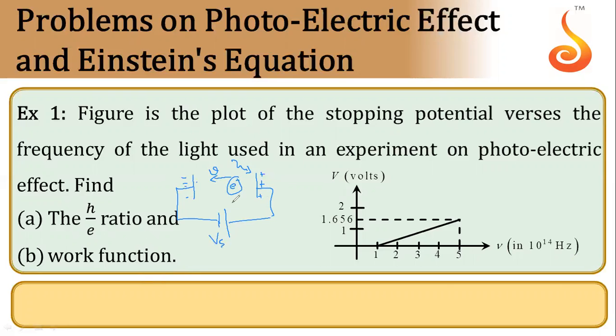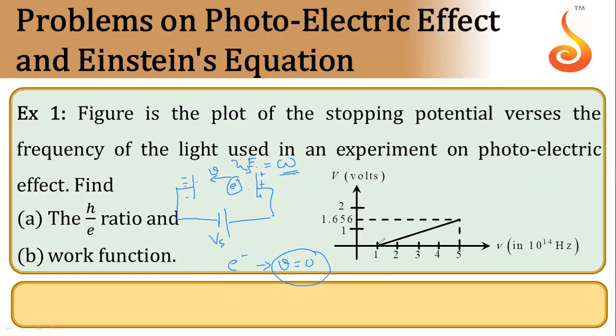But if the electron comes out with zero velocity, we won't require any stopping potential, because the electron will not be able to reach the cathode as its velocity is zero. Now let's say the energy supplied is E, and when the electron comes out with zero velocity, it means all the energy gets consumed in the work function.